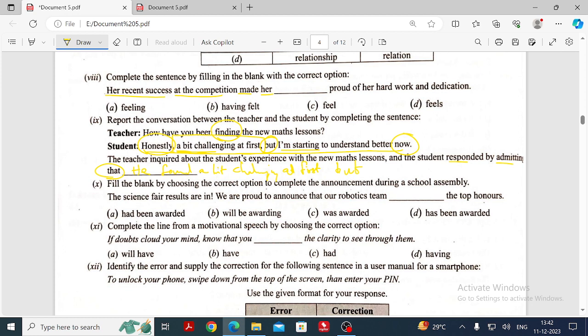What is the next one, my dear? "He was starting to understand it better then." "Understand the better" should be changed into "then." That's it. So this part you should remember: when the sentence is incomplete, very first you should write the subject. Next to that, with the help of the question, you should find out the verb, and then you can recite it. Do you understand?